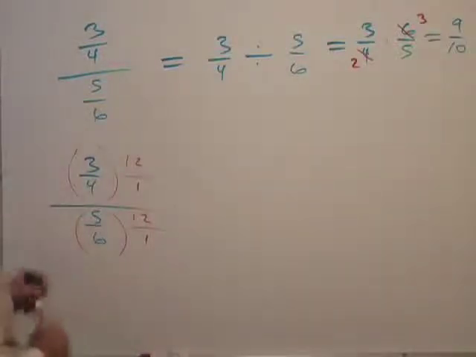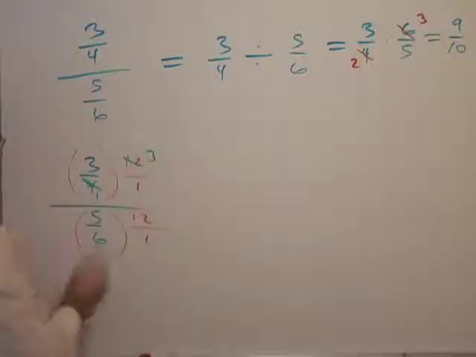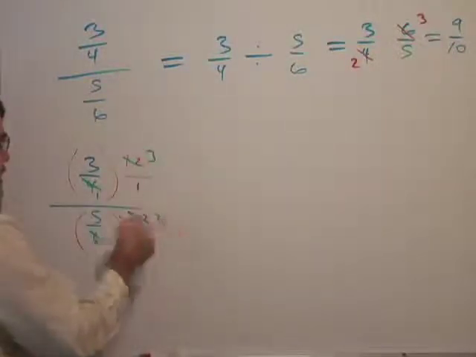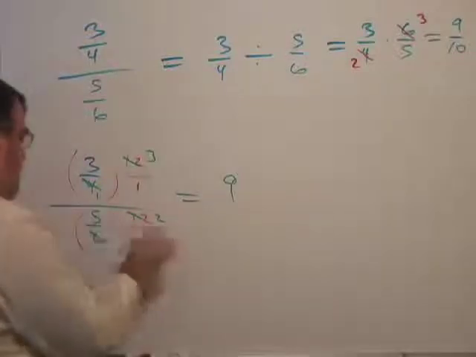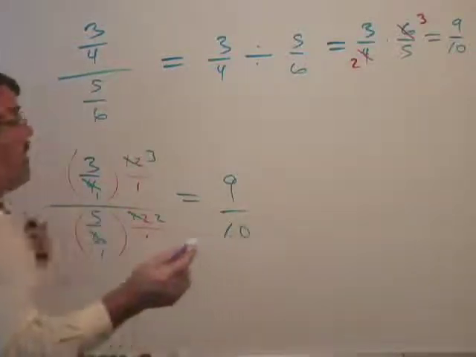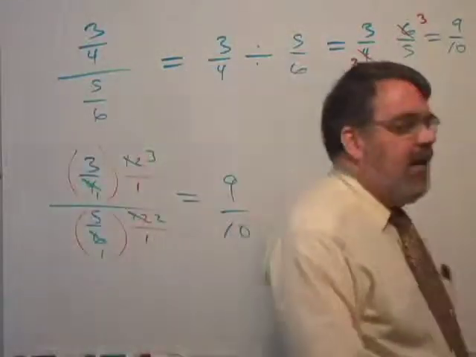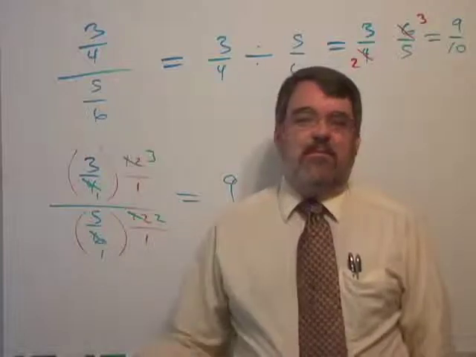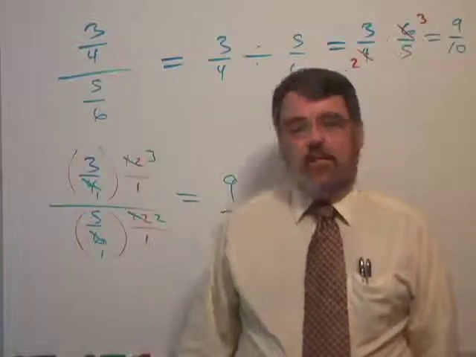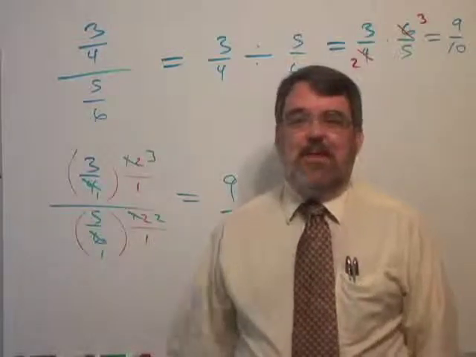All right, now when we do that, let's see, the 4 cancels, leaving a 3, and 6 cancels down here, leaving a 2. And so we end up with 3 times 3 over 5 times 2. We get 9/10, just like we did before. So it turns out, particularly with algebra, to be a somewhat faster method of working complex fractions. So we'll go on and show you an algebra problem next.